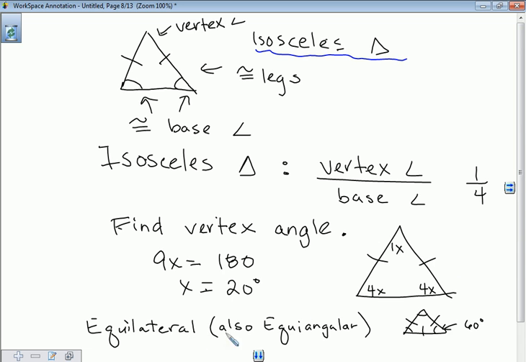Okay, equilateral is also equiangular. So if we have 3 congruent sides, we also have 3 congruent angles, and each angle has a measure of 60. This was great because what did we do with those all the time? We dropped down a perpendicular and turned them into 30, 60, 90 right triangles, and we'll talk about right triangle trig next week. We good?